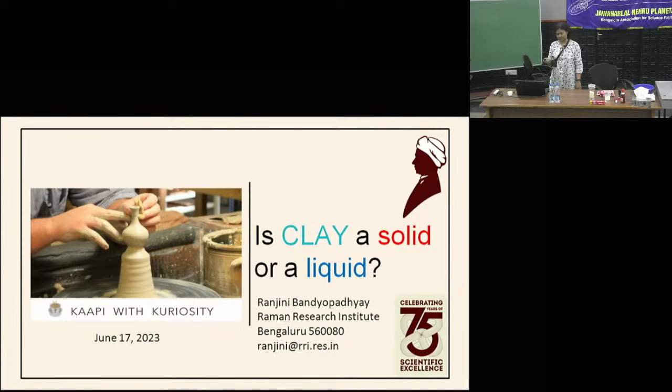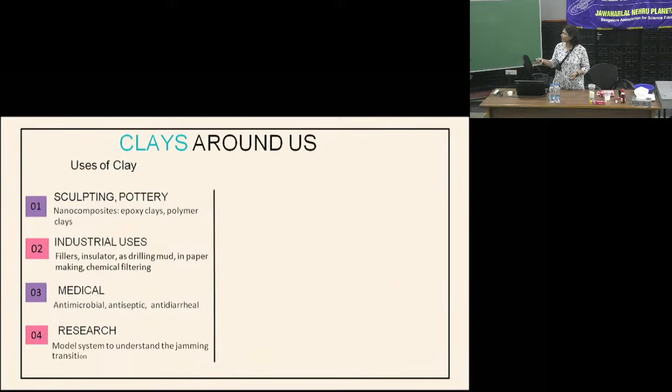Now, if you look at the Oxford Dictionary, the definition of clay is a fine granular material that is a constituent of soil, and we all know of clay. It's a very, very useful material. You find clay in sediments, bedrock, soil. It also has many other uses. For instance, you use clay for sculpting and pottery. So you have all these oil-based and resin-based clays, so-called epoxy clays and polymer clays. You can make pottery and sculpture out of them. It also has all kinds of industrial uses like fillers and insulators. Clay is a very good insulating material.